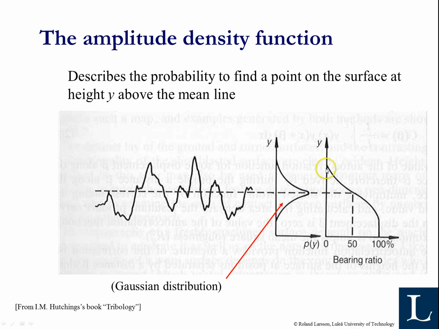So that tells you if you move a plane through the profile like this, here you start touching the surface, and here you have passed 50% of the profile, and here you have passed 100% of the profile. So this is actually the integral of the probability curve that gives you the bearing ratio curve. That also tells you about where the peaks are, where the valleys are, how many valleys you have, how much peakiness you have.